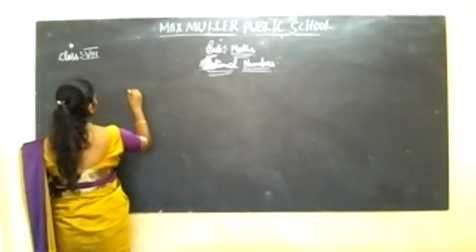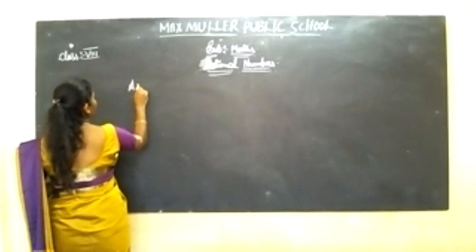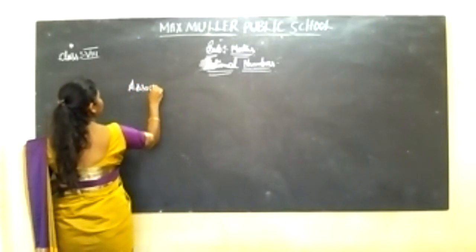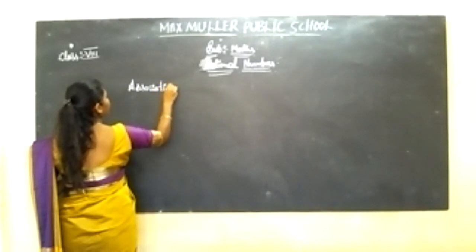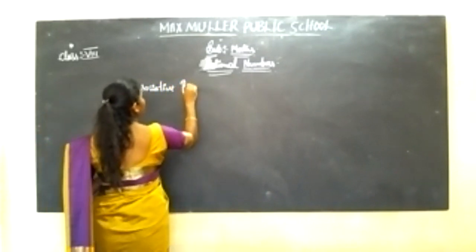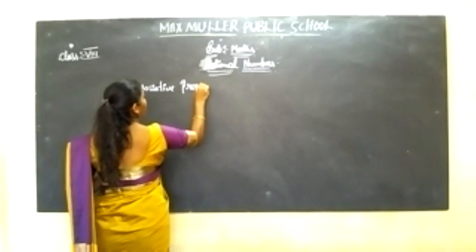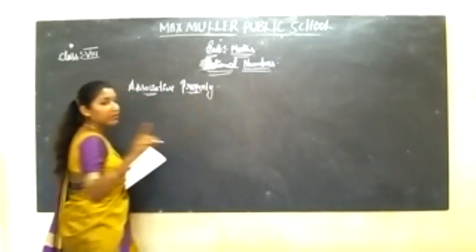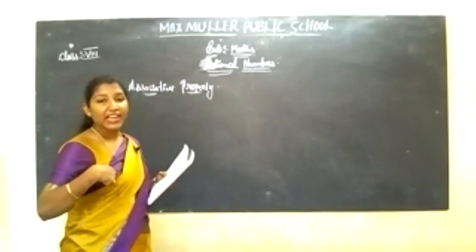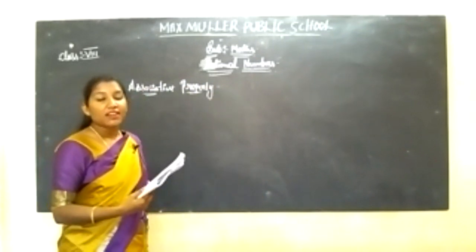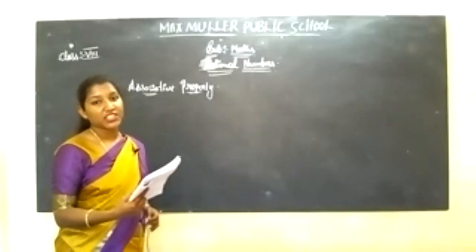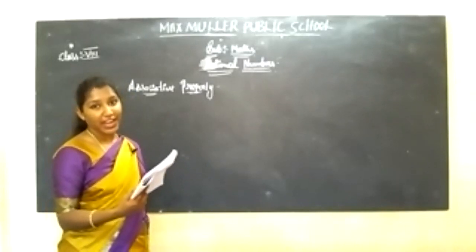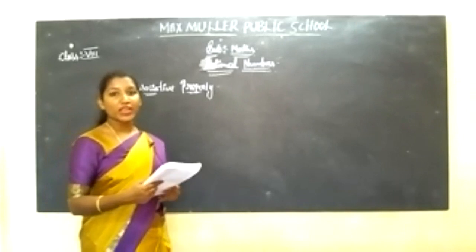Associative property. For whole numbers we have already studied, and I told you to try for integers and rational numbers. I don't know whether you have all tried or not, but I'll be doing it in this class.